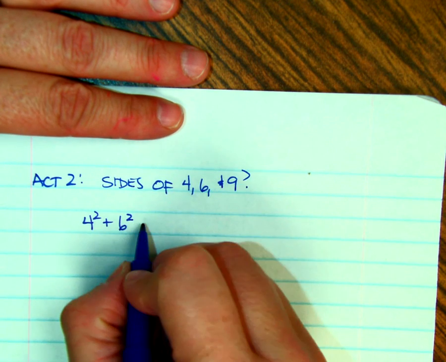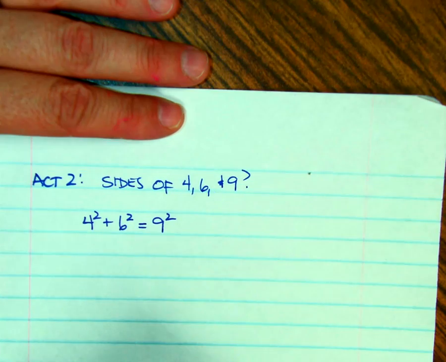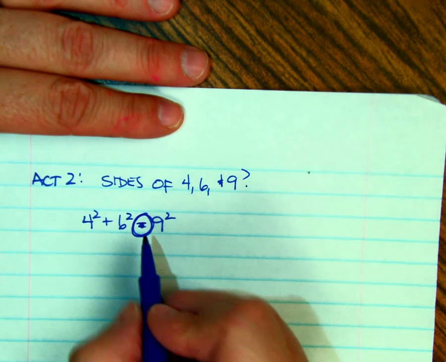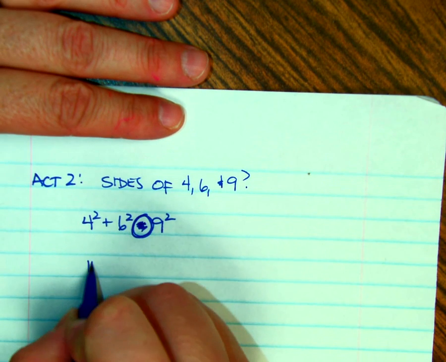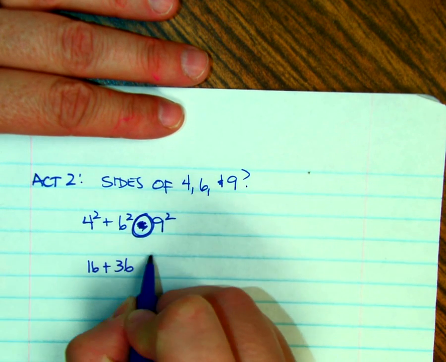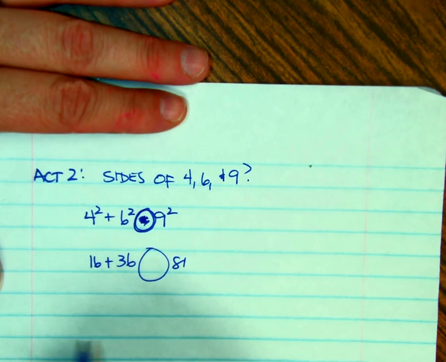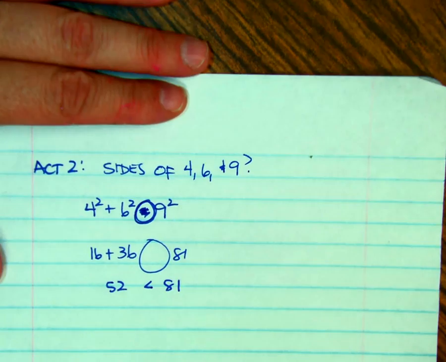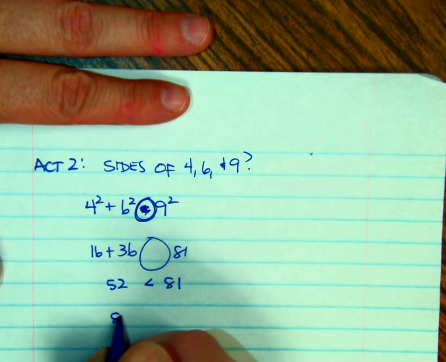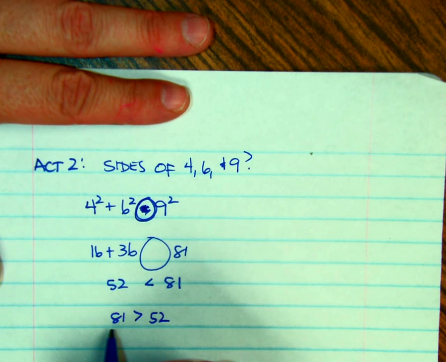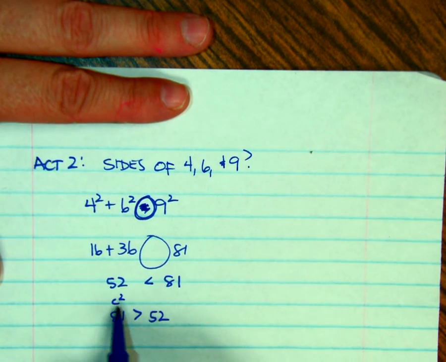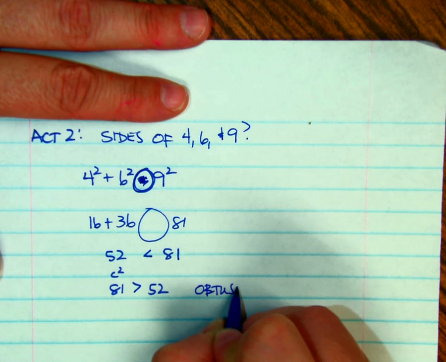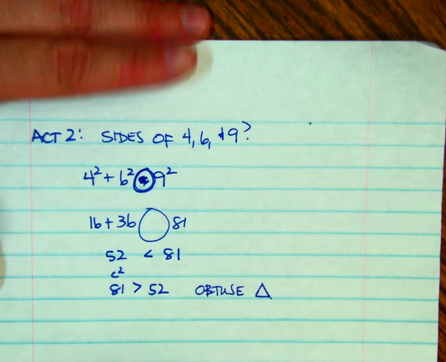4 squared plus 6 squared equals 9, not equals, sorry. Big fat circle, I don't know what should be in there. So 16 plus 36, comparing that to 81. 52 is less than 81, so 81 is greater than 52, so again the c squared is greater than the 52, so this is also going to be an obtuse triangle.